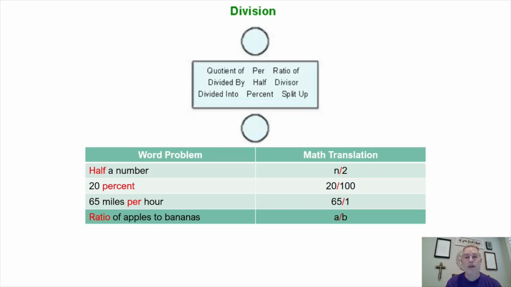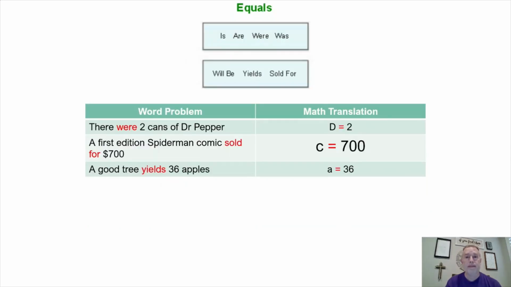65 miles per hour. It sets up a ratio. That's another key word for division, a ratio. If you can just realize 65 miles per hour, we could set this up as a division: 65 miles divided by 1 hour. Or you could say it's the ratio of apples to bananas. That would just be A divided by B.